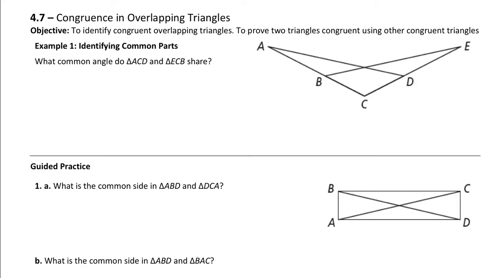All right, so we are to our final lesson in Chapter 4, and it's 4.7, Congruence in Overlapping Triangles. And you saw some examples of this in 4.5, where we talked about isosceles and equilateral triangles. So our objective in this lesson is to identify congruent overlapping triangles and to prove two triangles congruent using other congruent triangles.